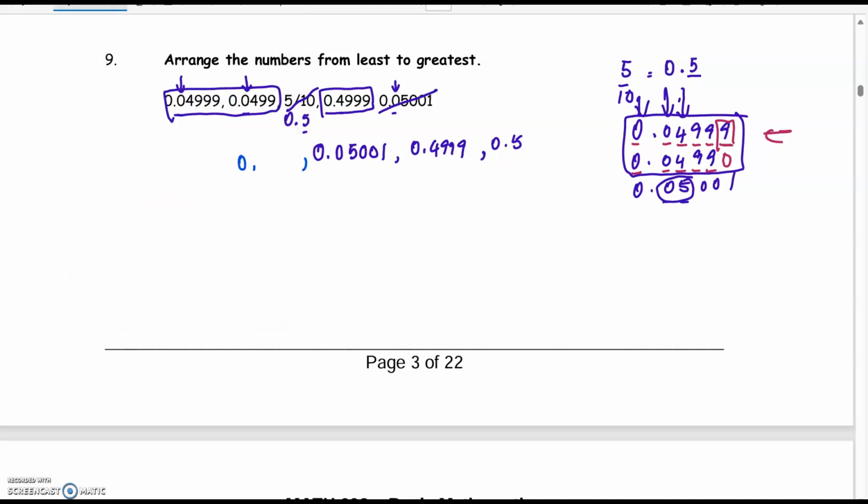So that is 0.04999, and of course there's only one left, and that is the smallest number in the list.